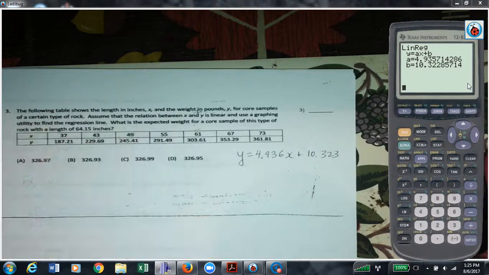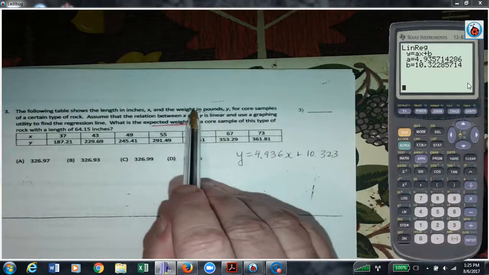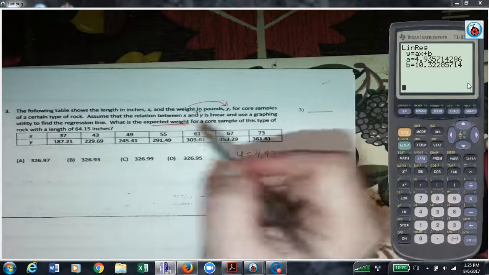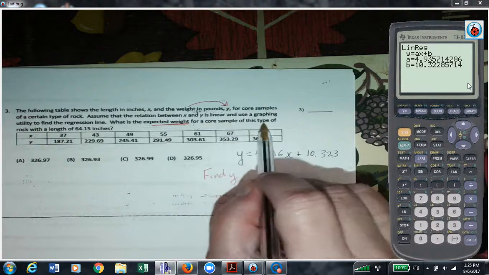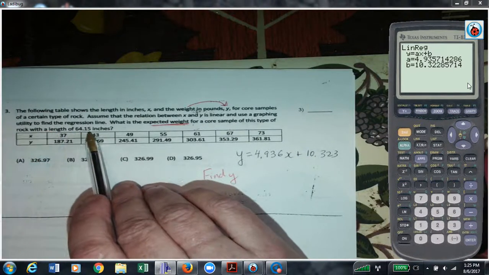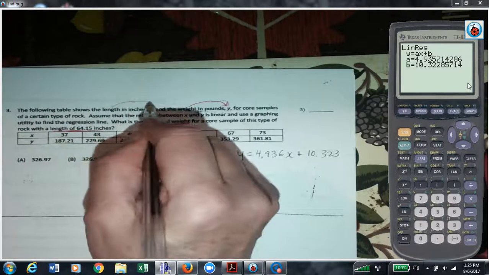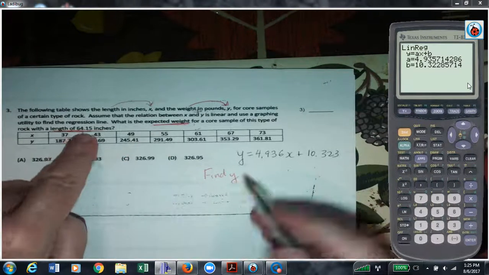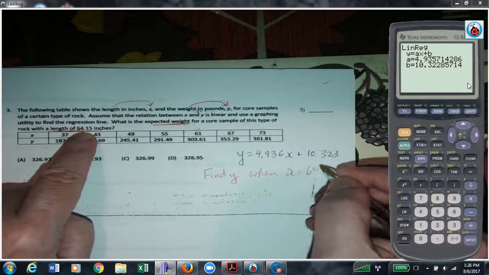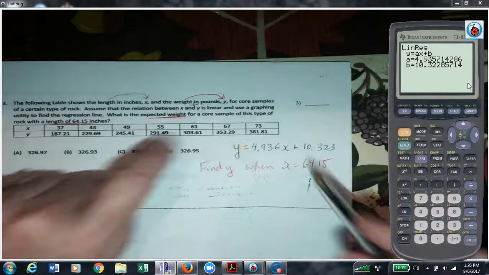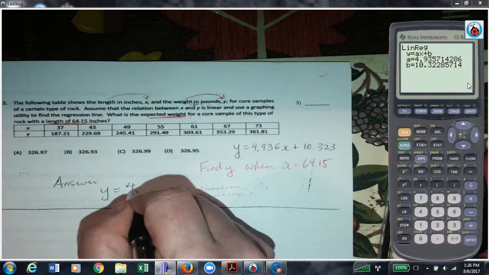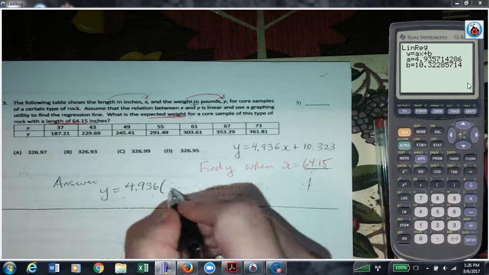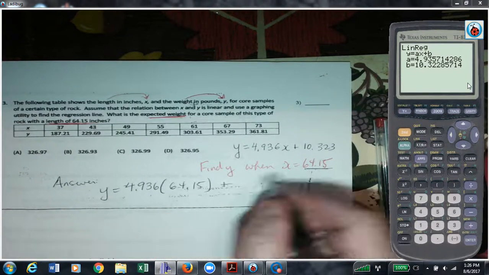Now, what is the expected weight? What is weight? The weight is y. So what is the expected weight? They're telling us to find y for a core sample of this type of rock with a length of 64.15 inches. What is length? Length is x's. So the problem is asking us to find y when x is equal to 64.15 using the regression formula. So my answer is going to be y equals 4.936 times x, which is 64.15, plus 10.323.